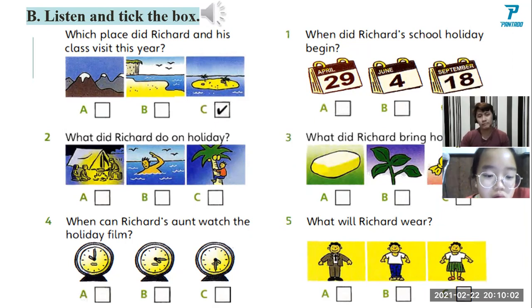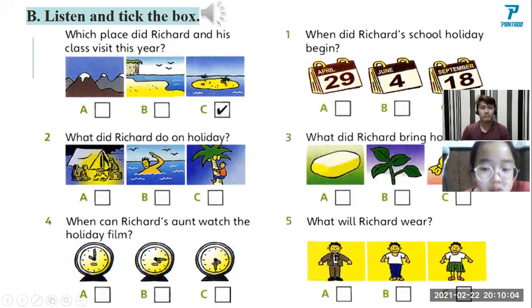1. When did Richard's school holiday begin? When did your holiday start, Richard? In the first week of June. Our teacher wanted to go at the end of April, but we couldn't because she was ill. Oh dear. Your uncle and I always go on holiday in September. Do you? Yes.